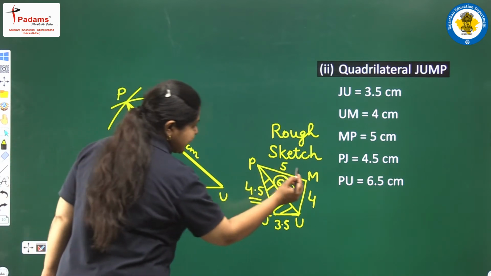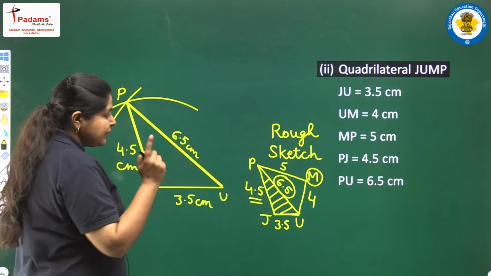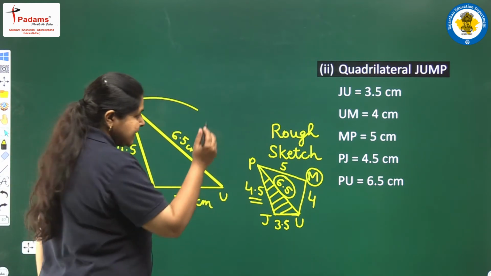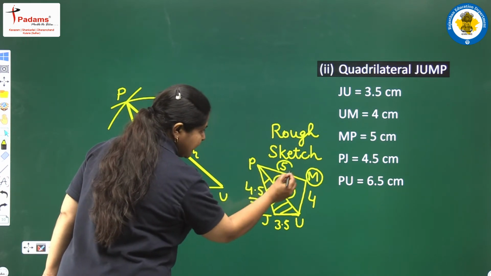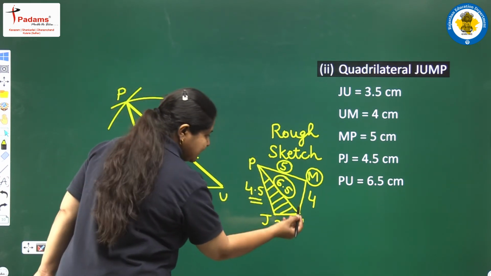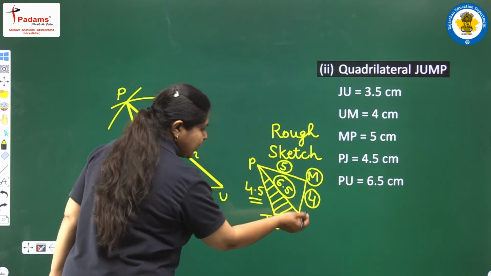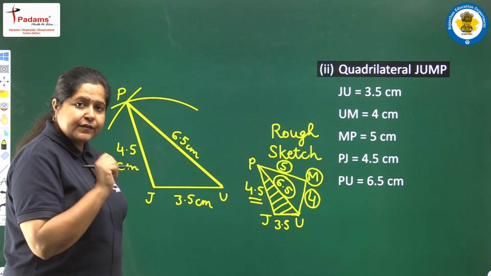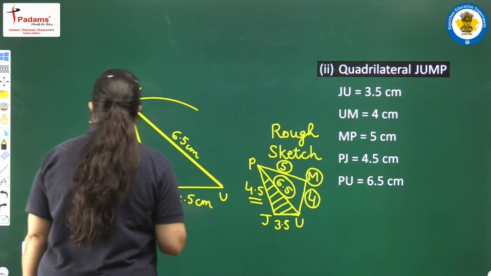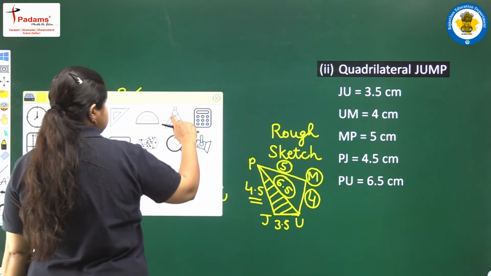Next we need to get this point M. How we will get this? Again we will take the help of a compass, keep the pointed end at P and draw an arc of radius 5 centimeters, then keep the pointed end at U and with radius 4 centimeters draw another arc. The two arcs will intersect at one point and we will name it as M. So let us take the use of compass once again.